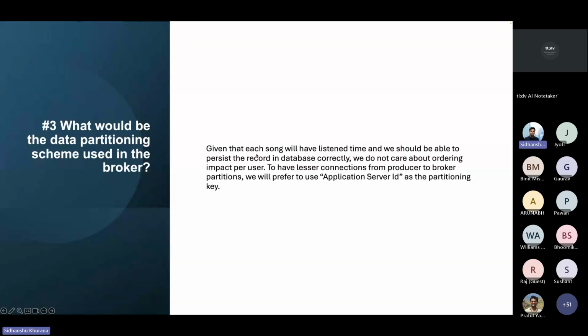Given that each song will have a listen time and we should be able to persist the record in the database correctly using that listening time, we don't care about ordering per user. To have fewer connections from producer to broker partition, we will prefer application server ID as our partitioning key. And this is good. If we scale out our system and use user ID as a partitioning key, there will be so many connections and that can lead to connection thrashing, which is not good.